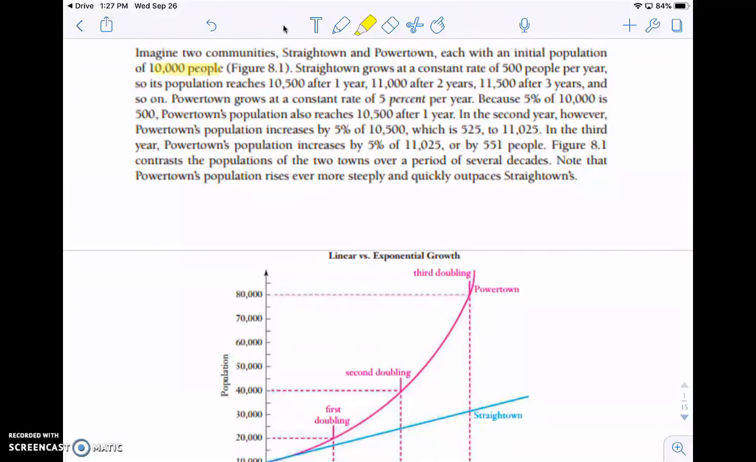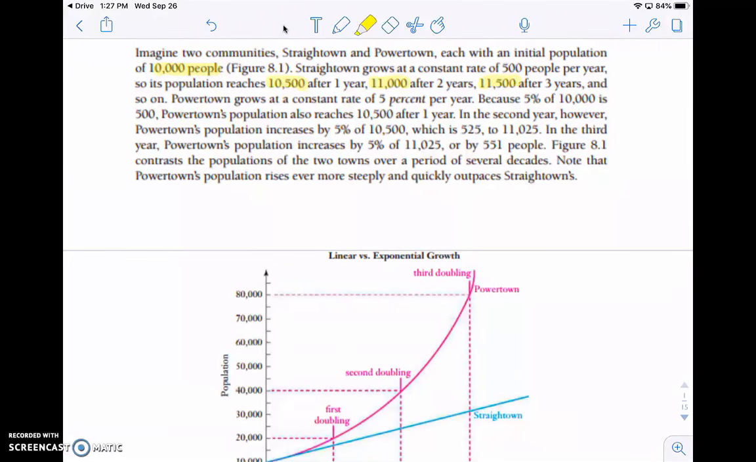Okay, Straytown grows at a constant rate of 500 people per year. So it's got what we call a constant rate of change. Every year it just adds 500, and so forth. So, it's at 10,500 after 1 year, 11,000 after 2 years, 11,500 after 3 years, and so on. Just keeps adding that 500. It's consistent all the way through.